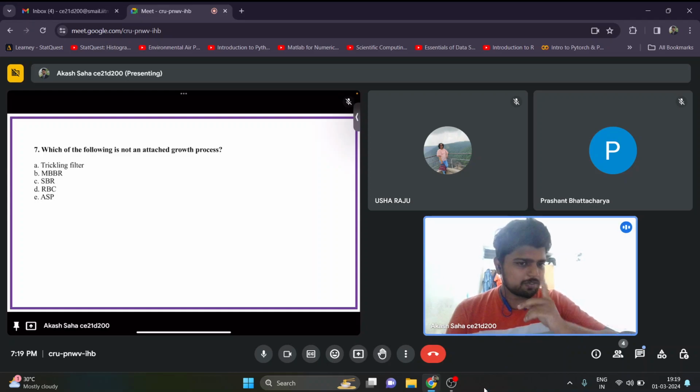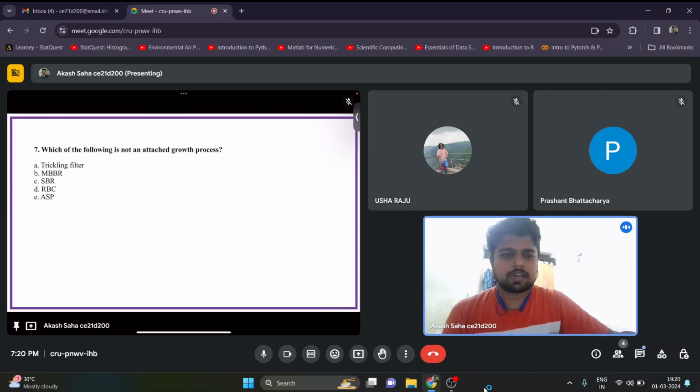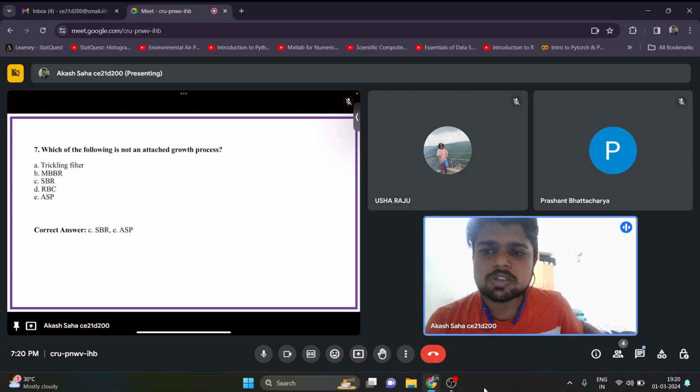So same SBR can also become SBBR, sequential biofilm batch reactor. So like that, we can just add some plastic media or something, and make it an attached growth process. Okay. So for this question, SBR and ASP are the correct answer. Okay. So we'll move to the next question.